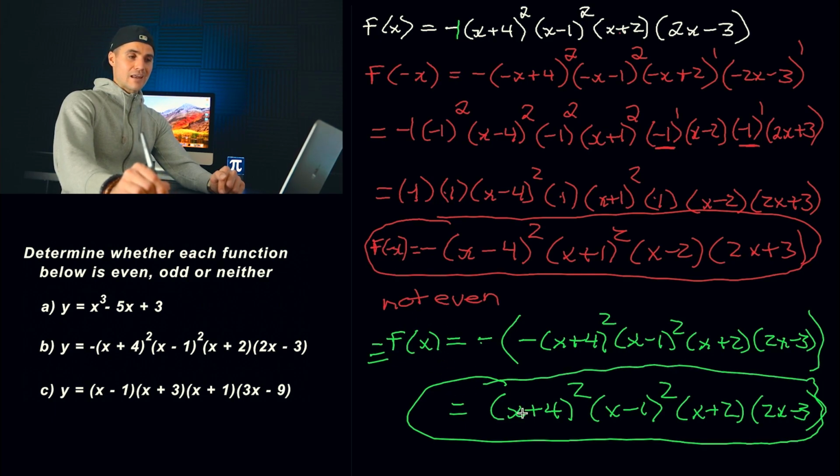Is negative f of x equal to f of negative x? Well, no. Notice that the intercepts are totally different again. And so from there, comparing this to that, we know that this function is not odd. And so in part B, this function is neither as well.